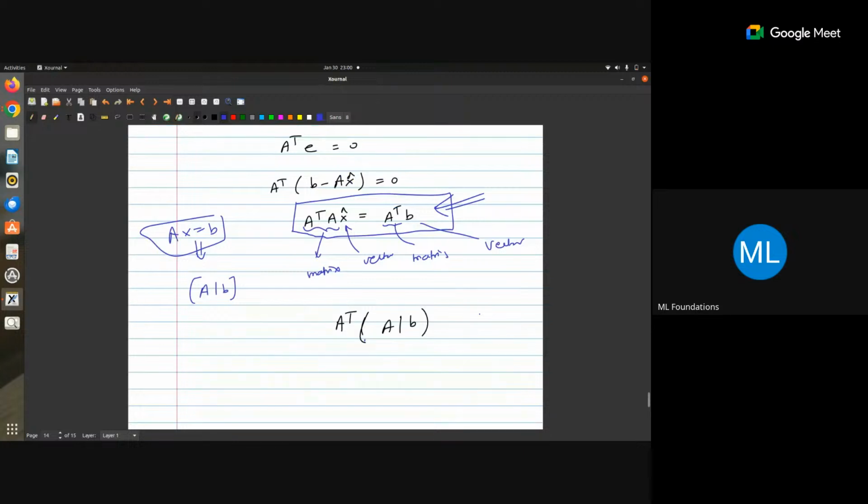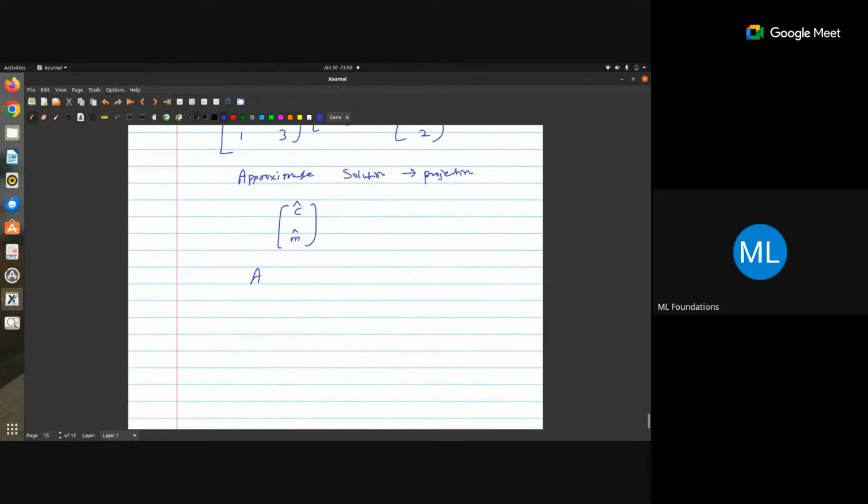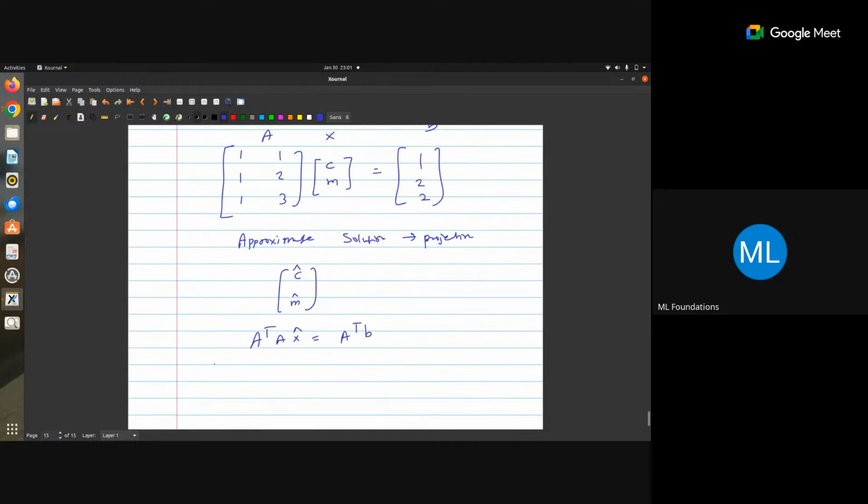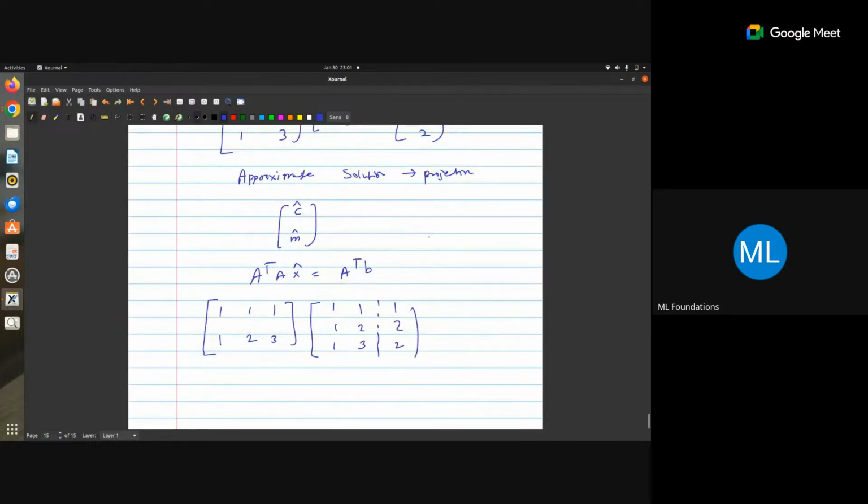Okay. And what is that? A transpose A x hat equal to A transpose B. Is that fine? And how to solve this equation is, what is A transpose? Can you tell me what is A transpose? 1 1 1, 1 2 3. And I'm just saying that you use the A augmented B like we did previously. It is 1 2 2. Okay, is that okay?